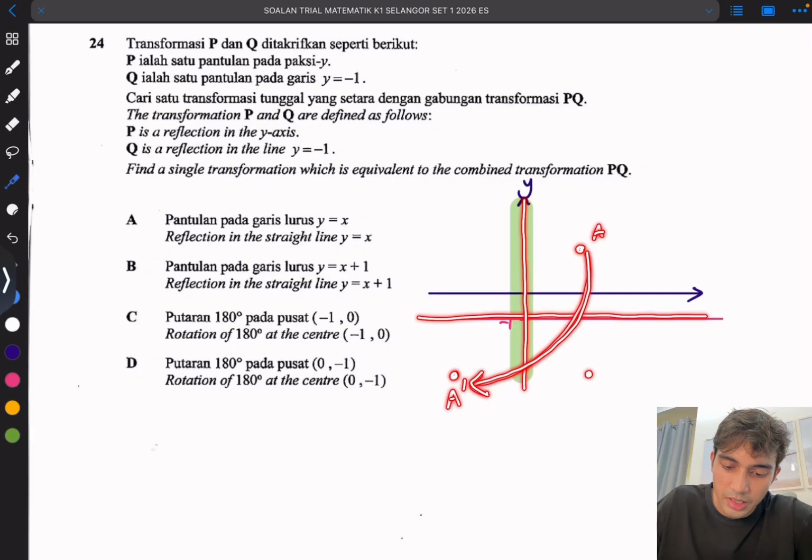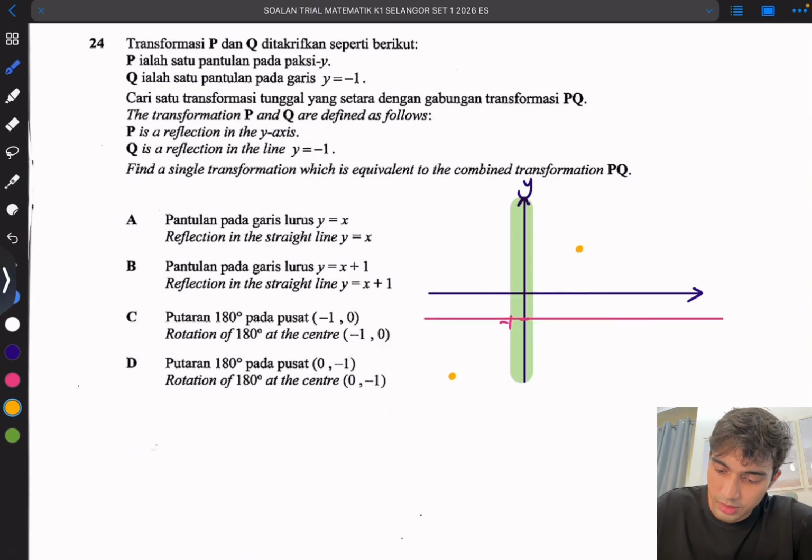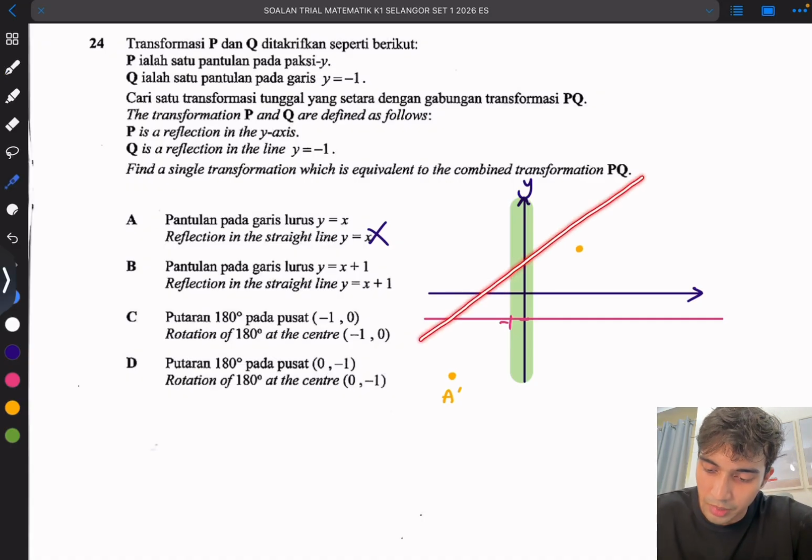So one transformation that goes from here to here. Let's see. Reflection in the straight line y equals to x. y equals to x is like this. This point does not reflect on this line. So A is wrong. Reflection in the straight line y equals to x plus 1 is also wrong. y equals to x plus 1 would be something like this. If you reflect this point on this line, it'll end up somewhere here. So it's wrong now.